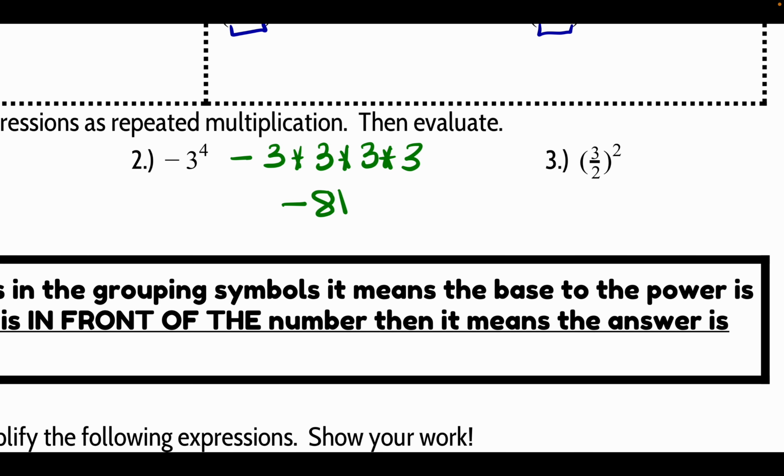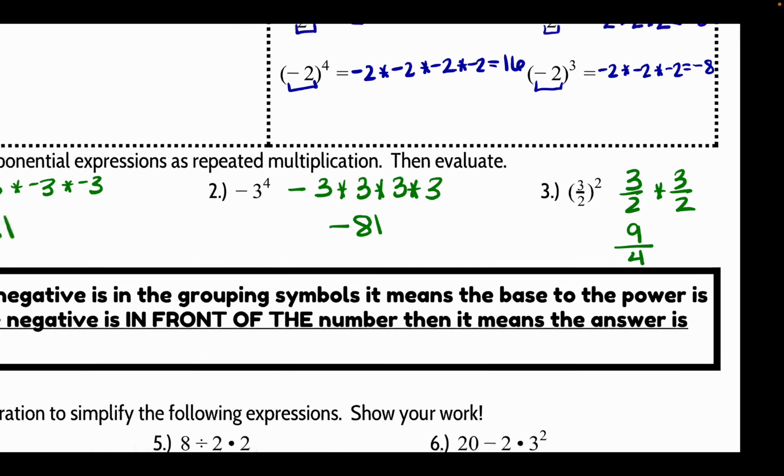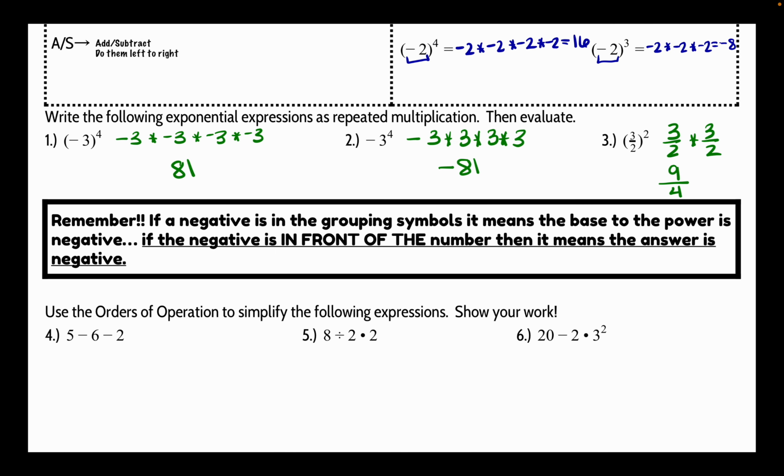And then our final one, we have 3 halves times 3 halves. If you forgot how to multiply your fractions, you multiply the numerator and then you multiply the denominator. So 3 times 3 would be 9 on the top. 2 times 2 is 4 on the bottom. So 9/4. So remember, if it is negative in the grouping symbol, it means the base is negative. If the negative is in front of the number, then it means the answer is negative.